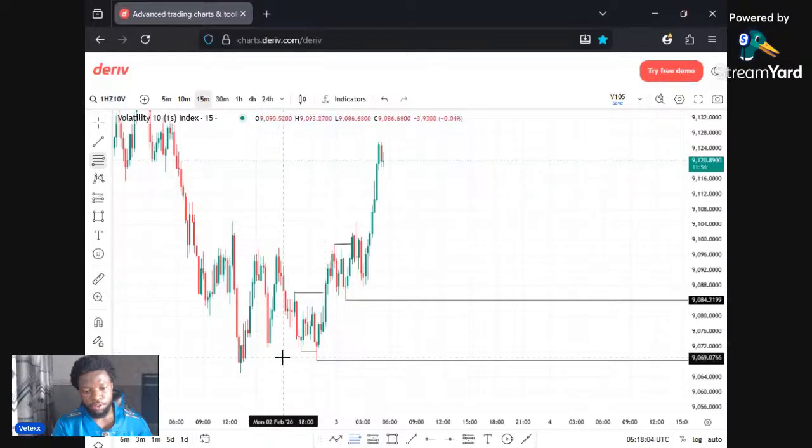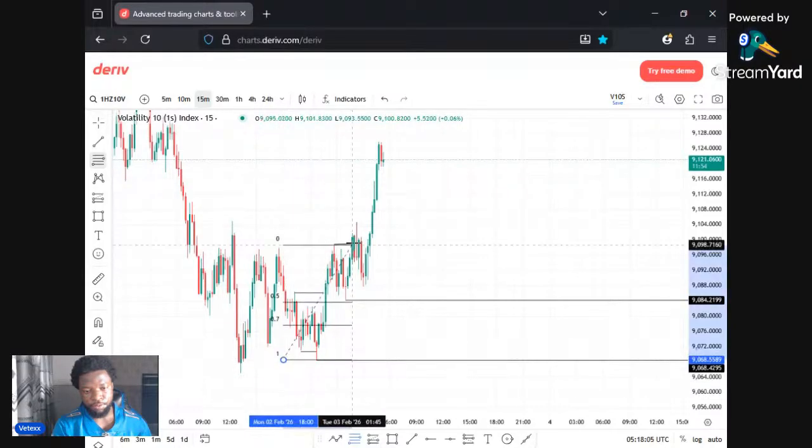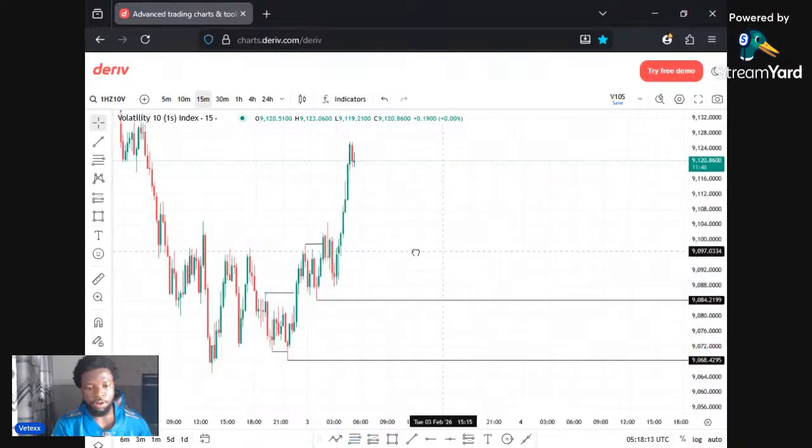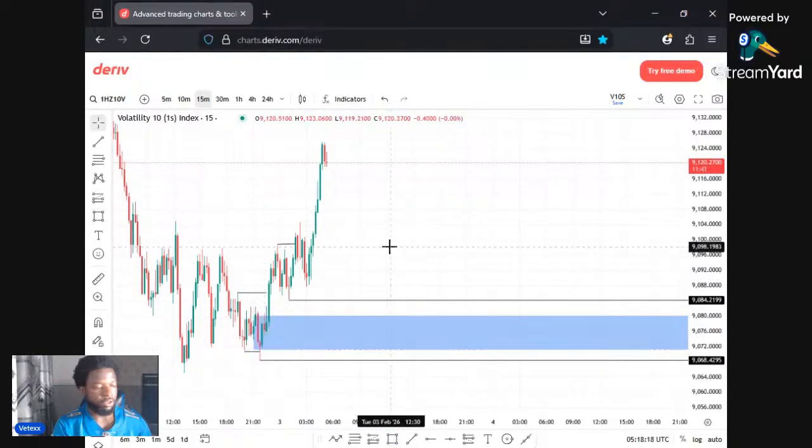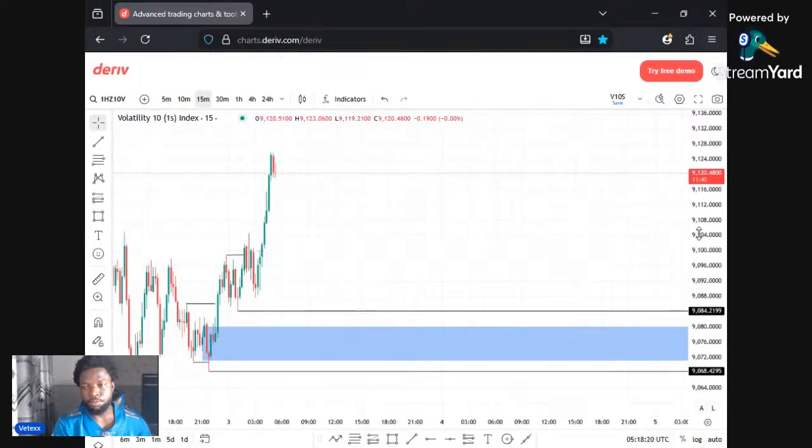Let's mark it. This is up to 50% from here to here. It's not fully up to 50%, but we can use it. Okay, so this is valid. All right, now this becomes what? Point of interest.